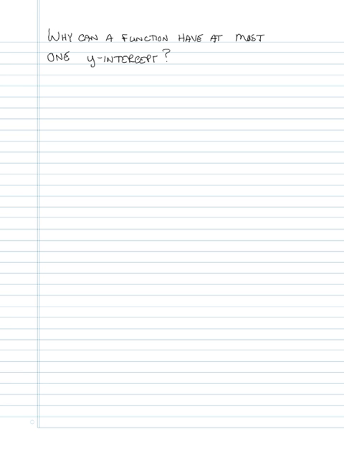But I reminded myself to explain why a function can have at most one y-intercept. Now, it's possible to have many x-intercepts. Many x-intercepts are possible. But at most one y-intercept. So let me just draw a real quick sketch here.